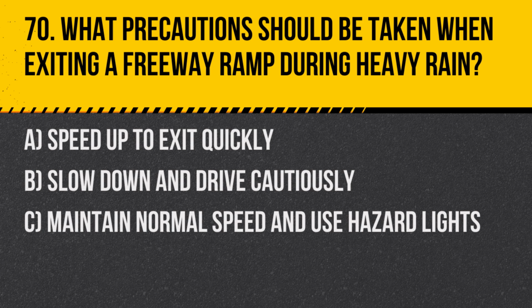Question 70. What precautions should be taken when exiting a freeway ramp during heavy rain? A. Speed up to exit quickly. B. Slow down and drive cautiously. C. Maintain normal speed and use hazard lights. Answer: B. Slow down and drive cautiously. Heavy rain requires reduced speed for safety.